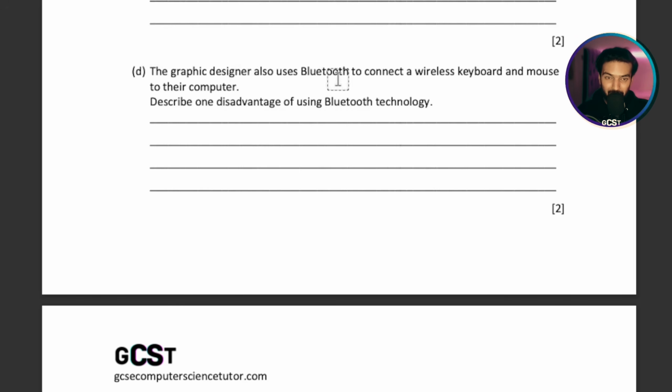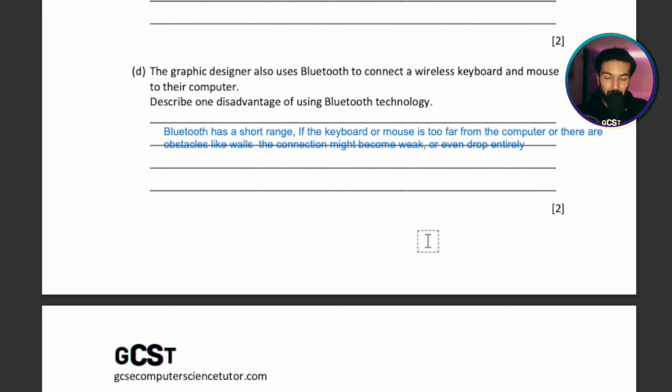The graphics designer also uses Bluetooth to connect a wireless keyboard and mouse to the computer. Describe one disadvantage of using Bluetooth technology. Now, you can apply a day-to-day life example of Bluetooth, whereby if you go further away, it kind of disconnects. So that's one of the disadvantages. So Bluetooth has a short range.